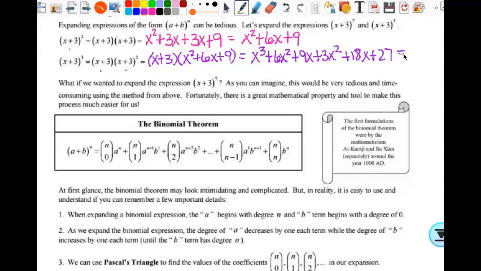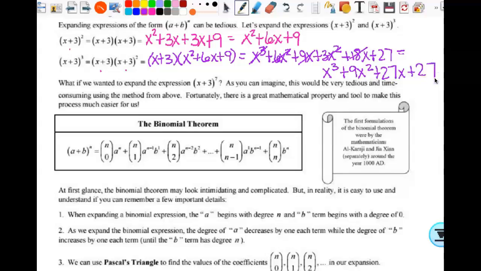Then I clean that up. So I've got x cubed. I used that one. Then I have 6x squared and 3x squared, so that's 9x squared. Then I have 9x and 18x. That's 27x plus 27.